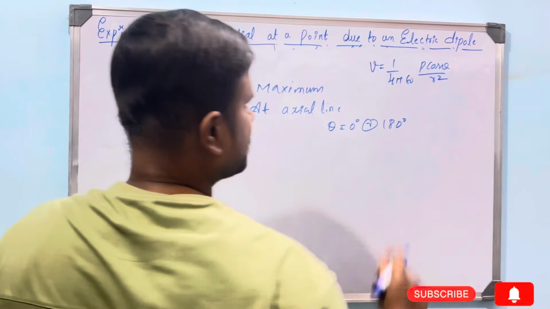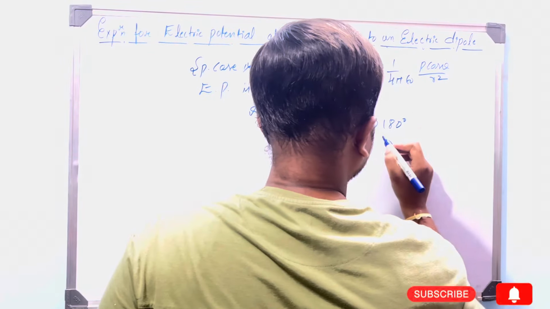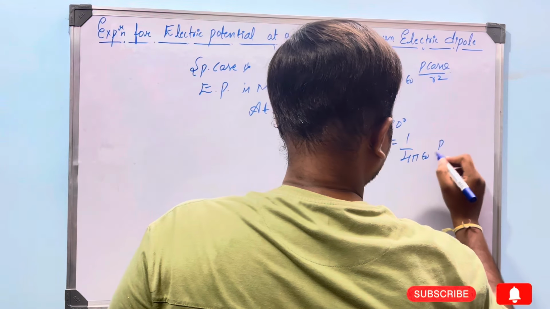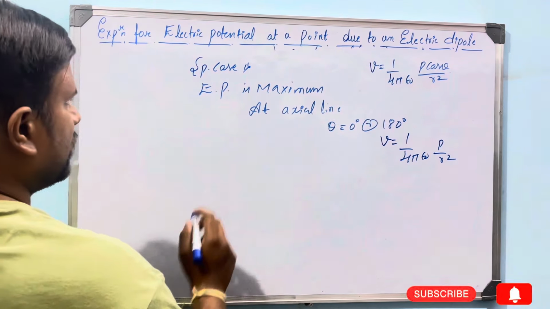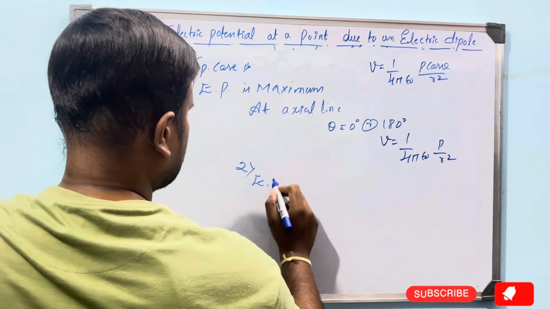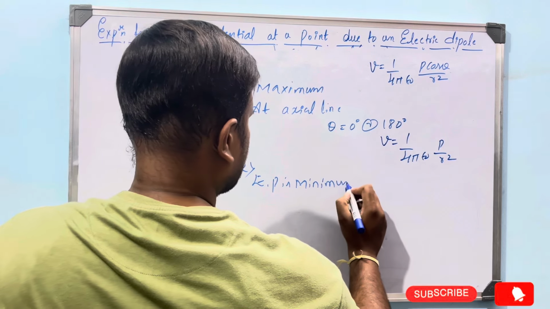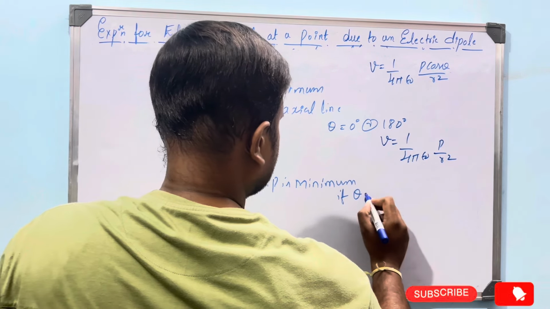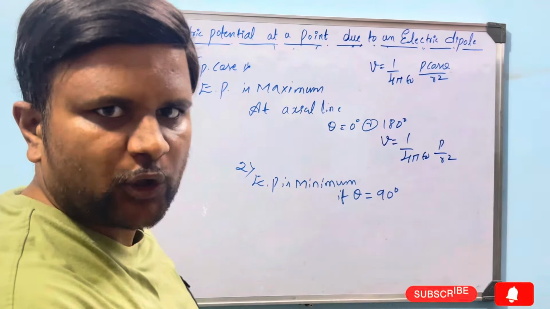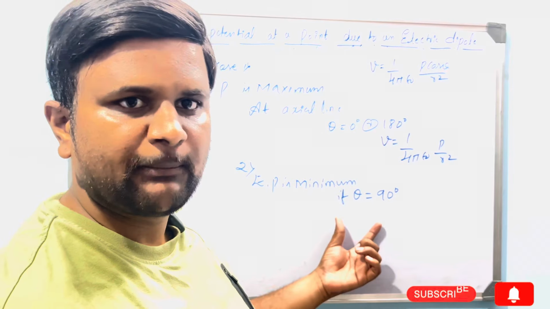Okay, so what is the cos 0 value? Cos 0 is 1. If you substitute the theta value here, you will get 1 by 4 pi epsilon naught P divided by R square. Okay, so another case, special case 2: electric potential is minimum if theta is equal to 90 degrees. That is an equatorial point. On the equatorial point, the electric potential of a dipole is minimum.